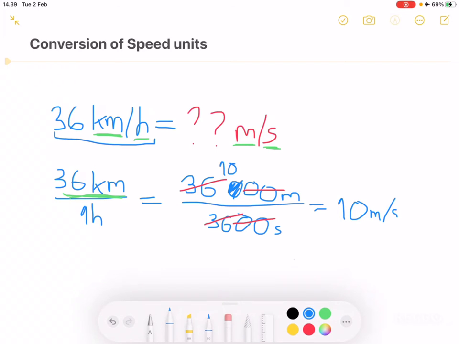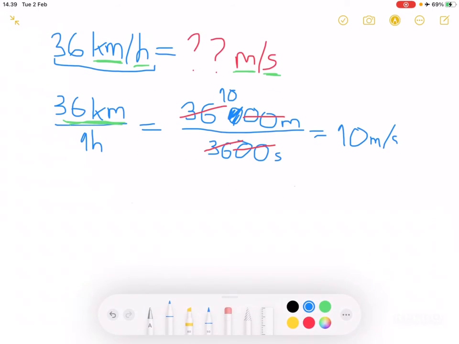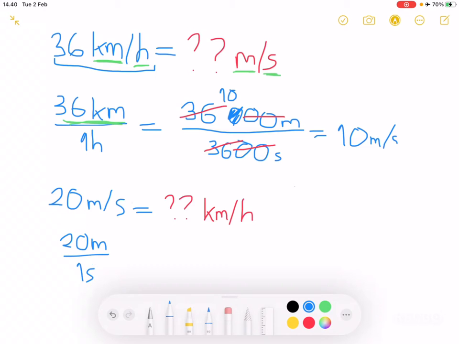And what if we wanted to do the other way instead? Let's convert 20 meters per second into kilometers per hour. Note, I'm only doing this with two types of units. However, the concept for converting into other units is basically the same. So again, we'll express this in fraction form: 20 meters over 1 second.